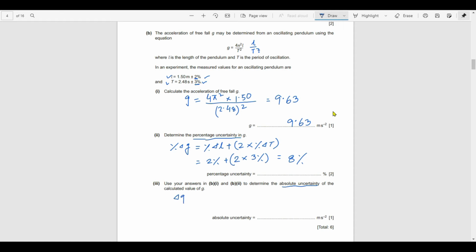Then the absolute uncertainty, which is the percentage uncertainty multiplied with the G value. 8% times 9.63 is 0.778. So in one significant figure it is 0.8. Why do we have to write it in one significant figure? Because the uncertainties in L and T are in one significant figure, 2%, 3%. The consistency must be maintained.